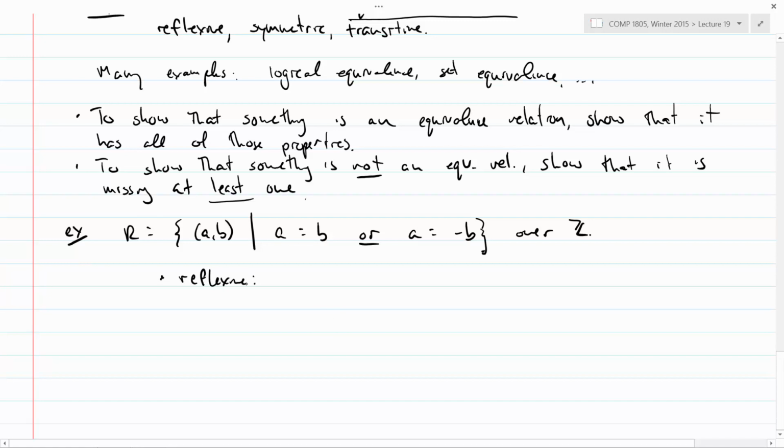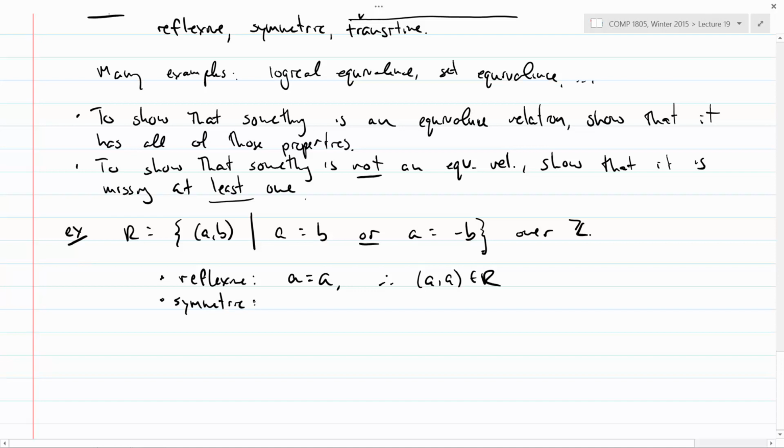So first, is it reflexive? So do I have AA? Yeah, I have AA because I always have this case here, right? A equals A, therefore AA is in R, for sure, right? Because whenever A equals B, I put it in my relation. All right, so that's easy. Next I do symmetry.